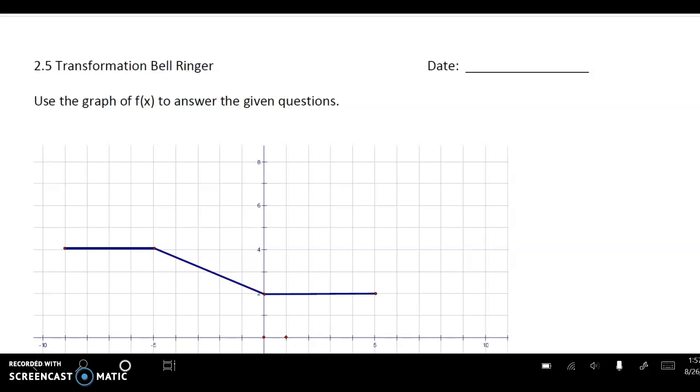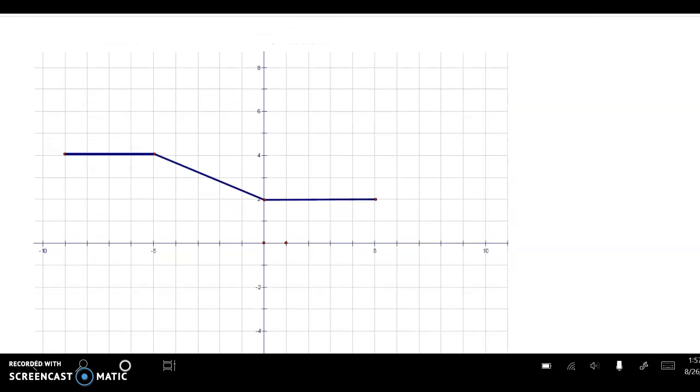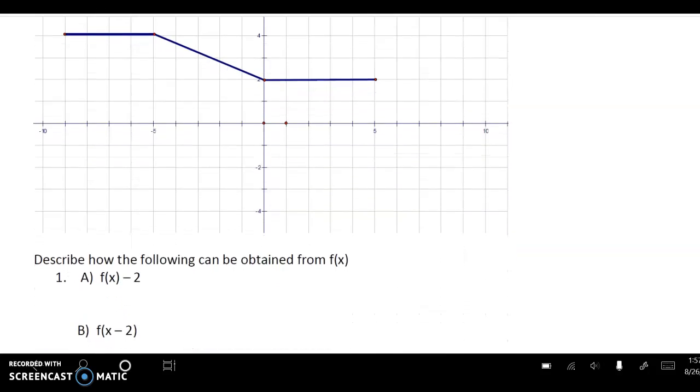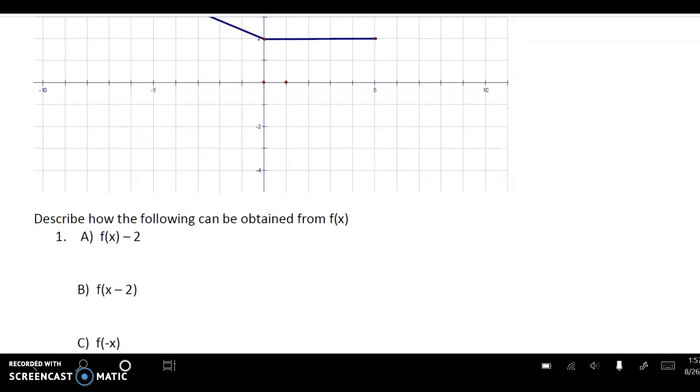Okay, for this bell ringer, you have to use the graph, and you have to answer number 1, A, B, C, and D. I took a simplified version of yesterday's notes, and we're going to talk to you about what you need to do in order to graph these. So describe how the following can be obtained from f of x.